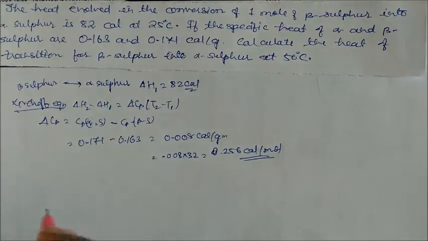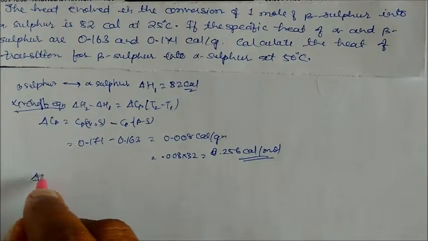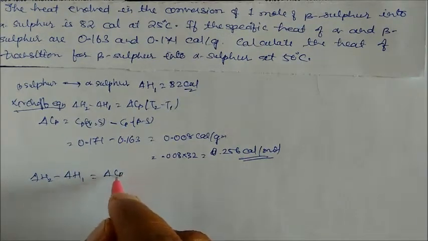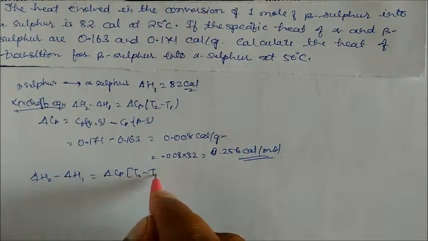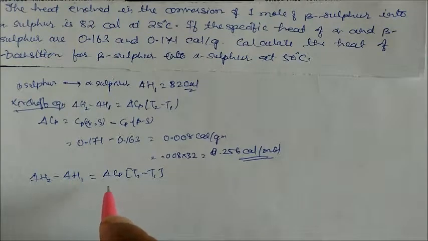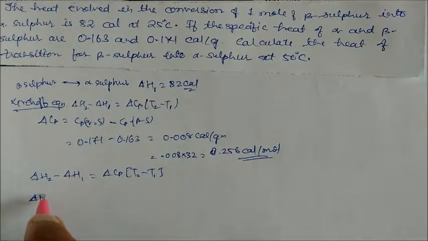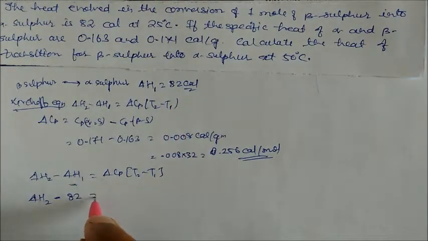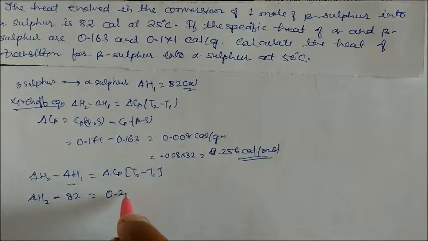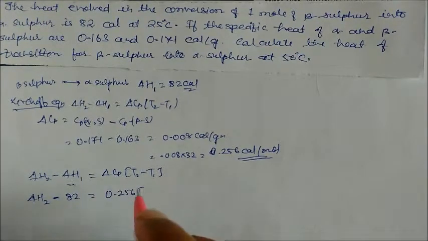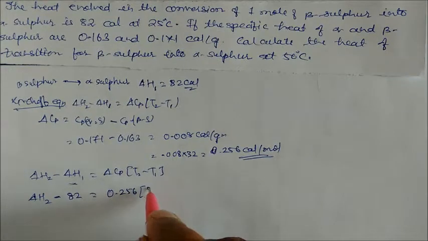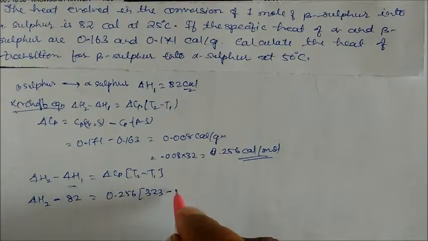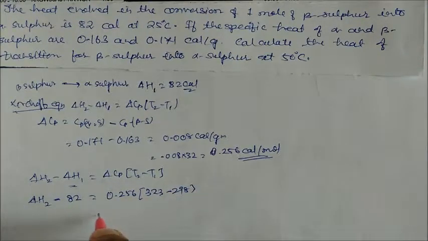Now we use the Kirchhoff equation again: delta Cp times (T2 minus T1). Delta Cp is already given here, so we can write delta H2 minus delta H1, where delta H1 is 82 calorie. Delta Cp is 0.256, and the temperature is 323 minus 298. On solving we will get the answer.